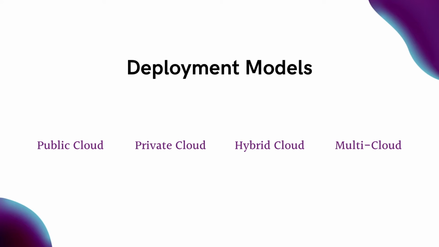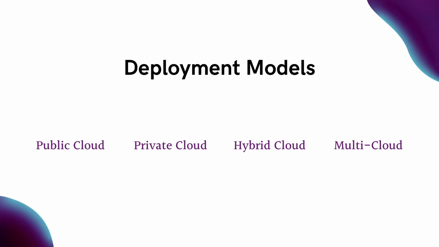The cloud deployment model identifies the specific type of cloud environment based on ownership, scale, and access, as well as the cloud's nature and purpose. The location of the servers you are utilizing and who controls them are defined by the cloud deployment model. There are four types of cloud deployment models, which are public cloud, private cloud, hybrid cloud, and multi-cloud.